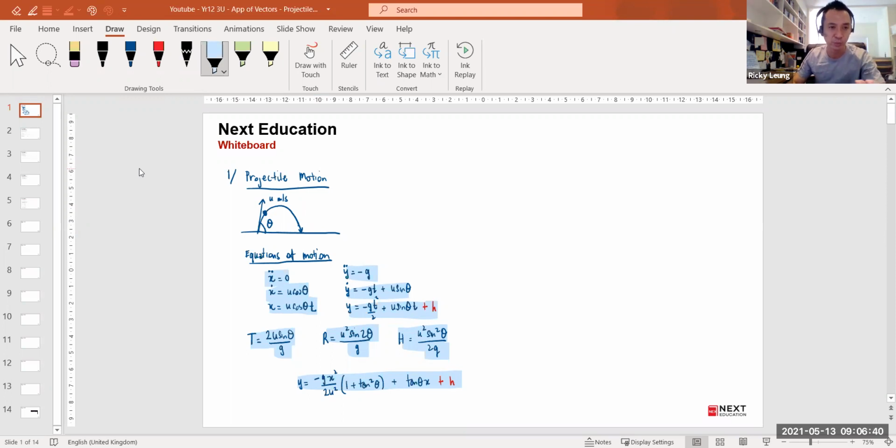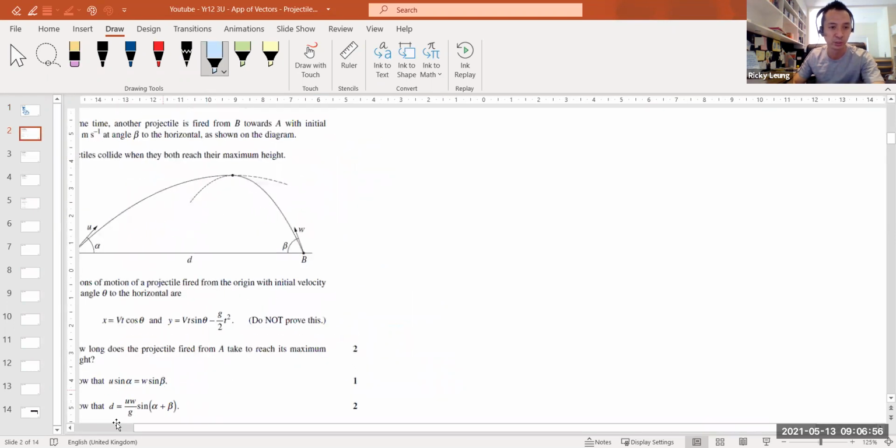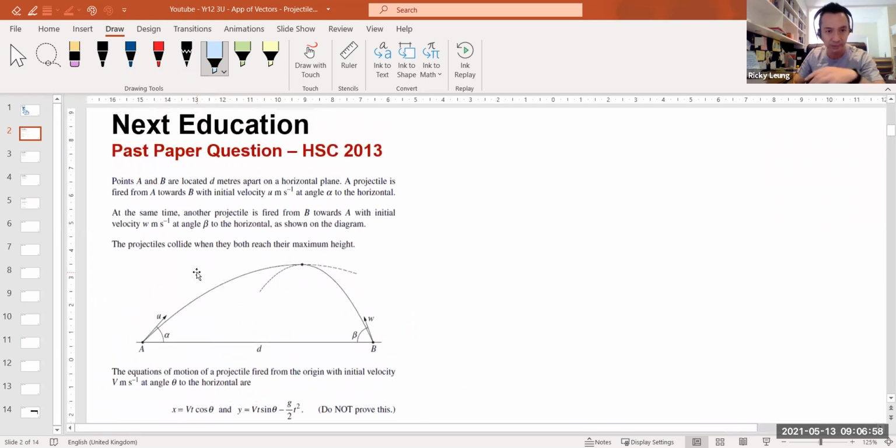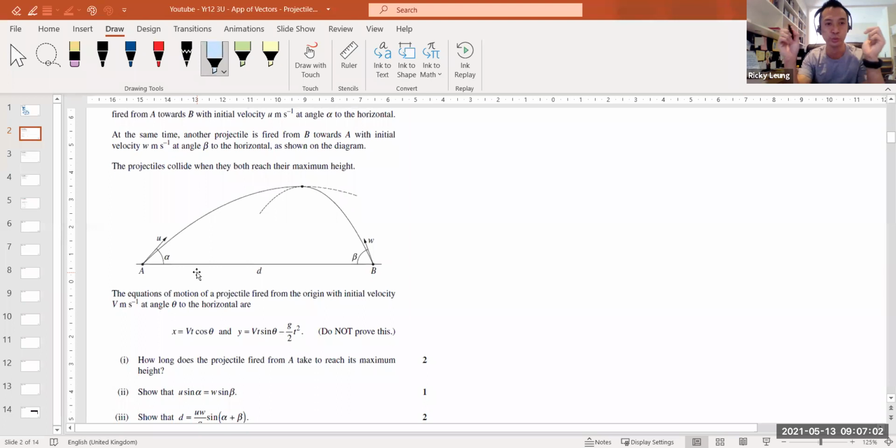So the first one isn't too bad, right? But a lot of people can't do it because of the context. So let's have a look. So 3 questions today, all HSC, just to give you a glimpse of the difficult questions that are out there for this topic. This question here from the HSC 2013, you essentially have 2 projectiles, one at A, one at B.